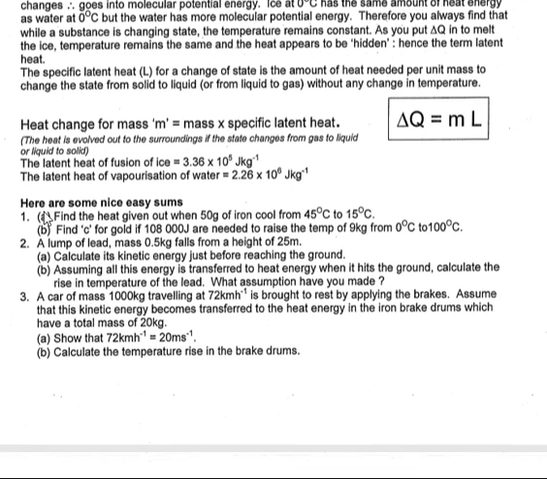So if we have question one, here's some nice easy ones to get started with. 1A, find the heat given out when 50 grams of iron cool from 45 to 15 degrees C.